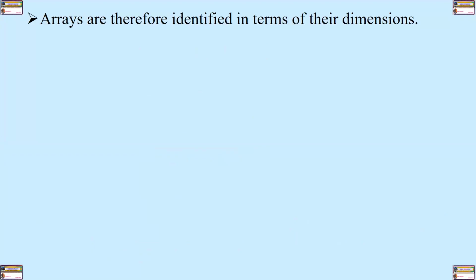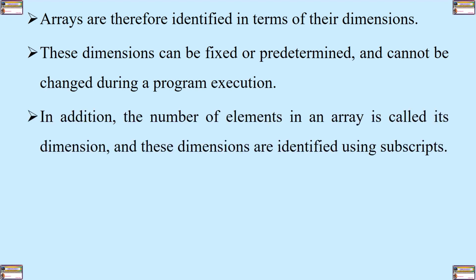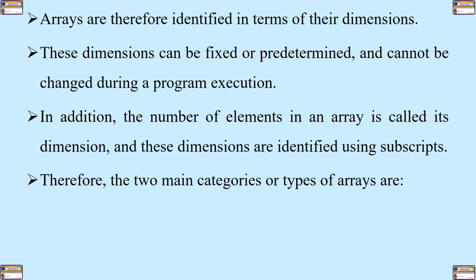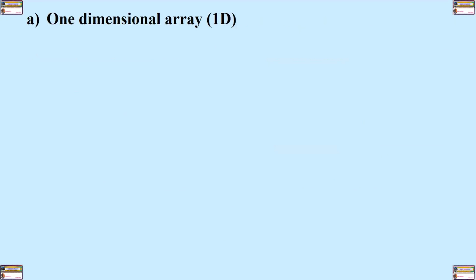Arrays are therefore identified in terms of their dimensions. These dimensions can be fixed or predetermined and cannot be changed during program execution. In addition, the number of elements in an array is called its dimension, and these dimensions are identified using subscripts. Therefore, the two main categories or types of arrays are the one-dimensional array that we abbreviate as 1D, and multidimensional arrays. Let's look at the one-dimensional array.